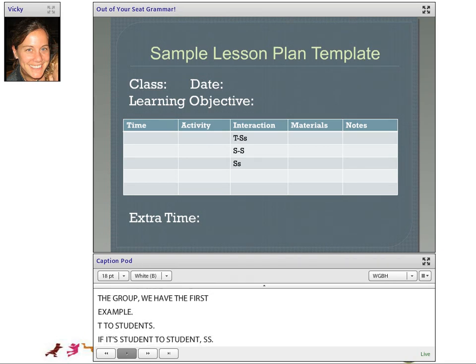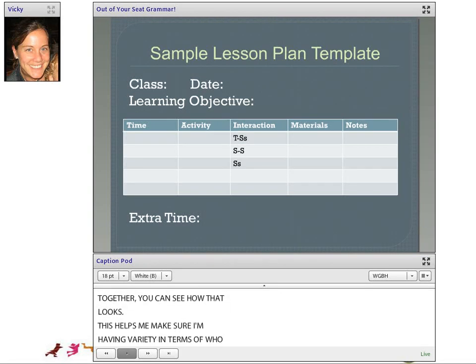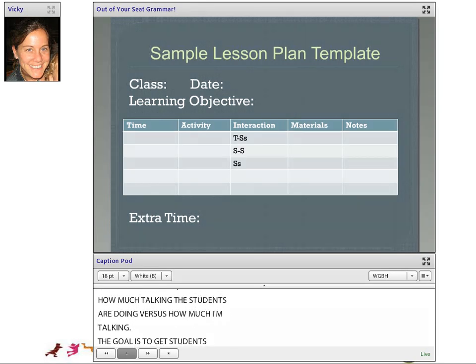This helps me make sure that I'm having variety in my class in terms of who's working with who, in terms of how much talking the students are actually doing versus how much I'm talking. And of course the goal is to get students talking as much as possible. So this column in my lesson plan has really been helpful for me.